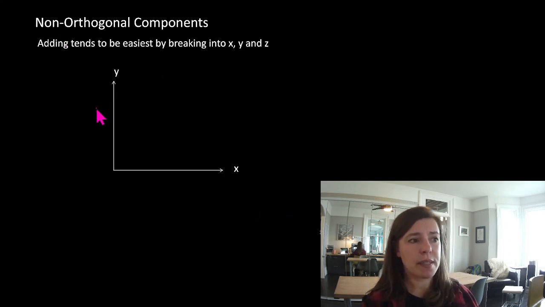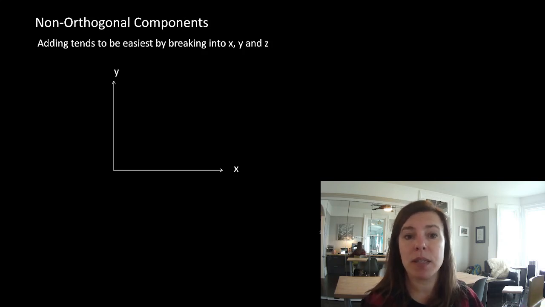Non-orthogonal components. It's easiest for us to break it up into x, y, and z because x, y, and z we can add linearly and then do something with. So what if we didn't have graphical software and we needed to add multiple vectors that didn't align to a normal axis or a principal axis?